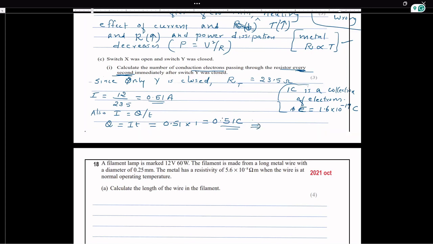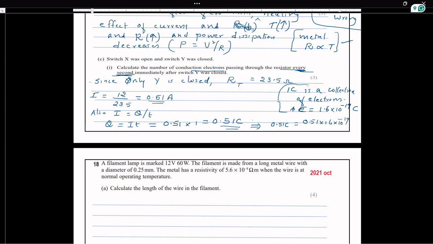That means 0.51 coulomb is 0.51 times 1.6 times 10 to the power of minus 19, which is giving an answer of 3.2 times 10 to the power of 18 electrons. This is the answer. Total number of electrons flowing is 3.2 times 10 to the power of 18.